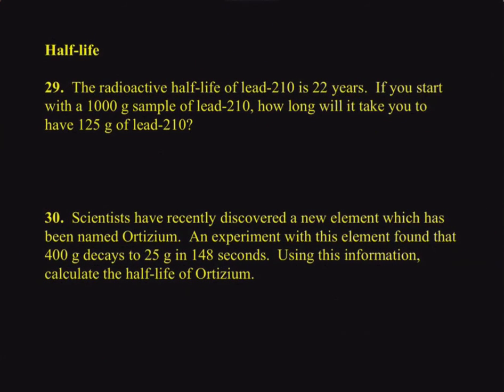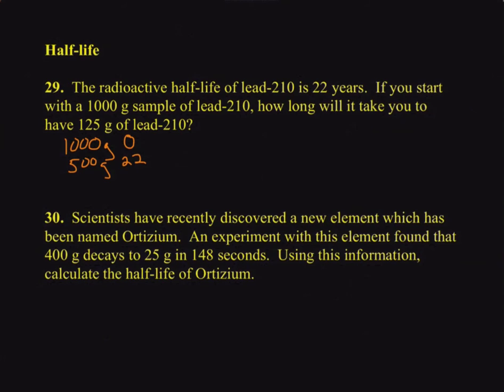Okay, a couple of half-life questions, and then that's the end of part 1. So the radioactive half-life is 22 years. If you started with 1,000 grams now, how long will it take you to have 125 grams? Well, there's a couple of different ways you can do this. The simplest, I think, way to do it is to say, all right, if I started with 1,000 grams, a half-life means you cut the starting amount in half. So after 22 years, I would have 500 grams.